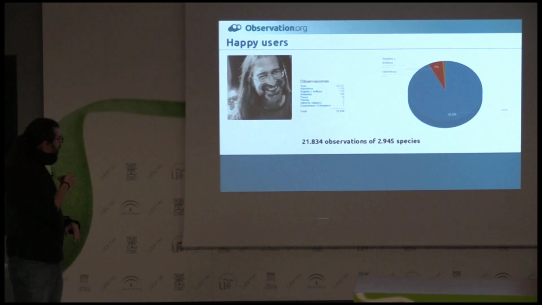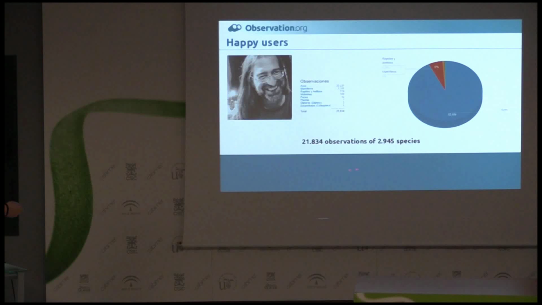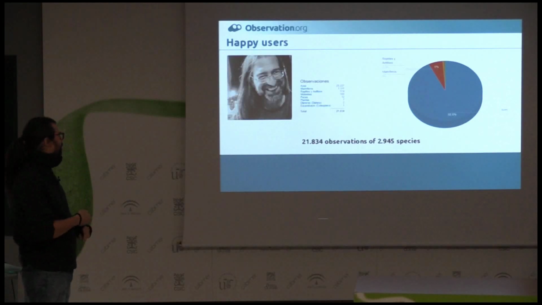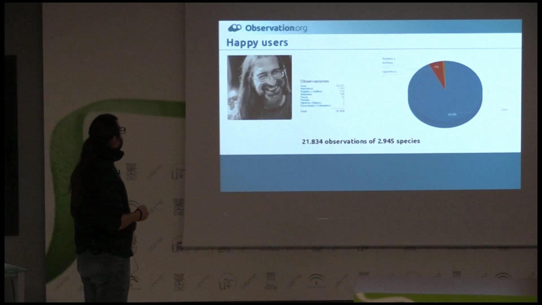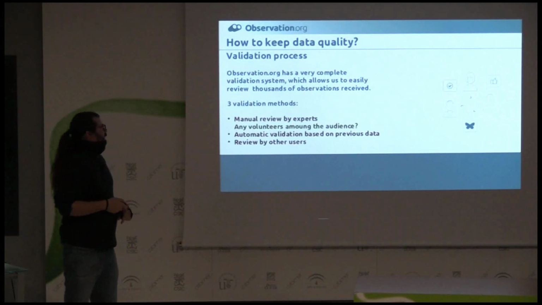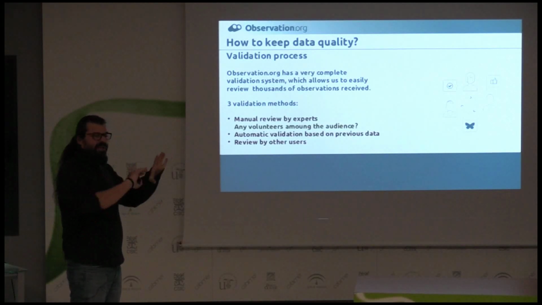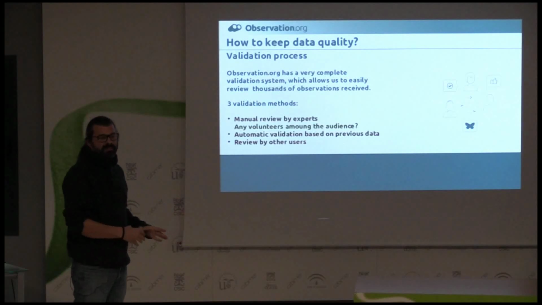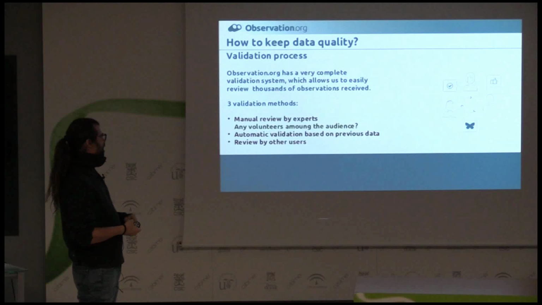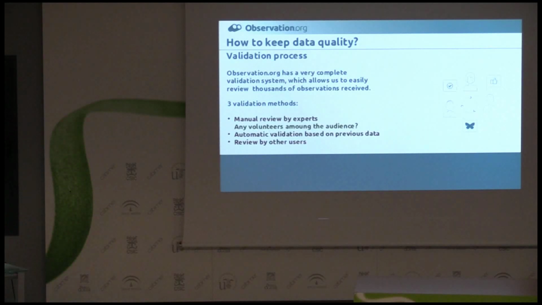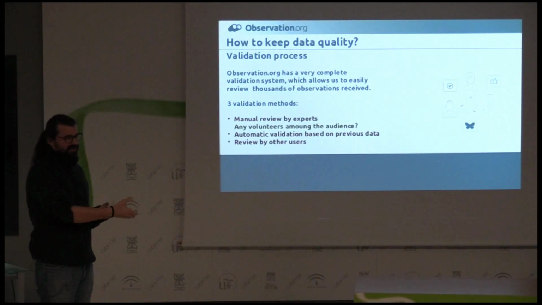For example, José Luis has introduced more than 20,000 observations of almost 3,000 species all around the world. He is mad about the tool. So some people always ask me, well, you have a lot of data there. We have in Spain more than 2 million observations. What's the quality of those observations?